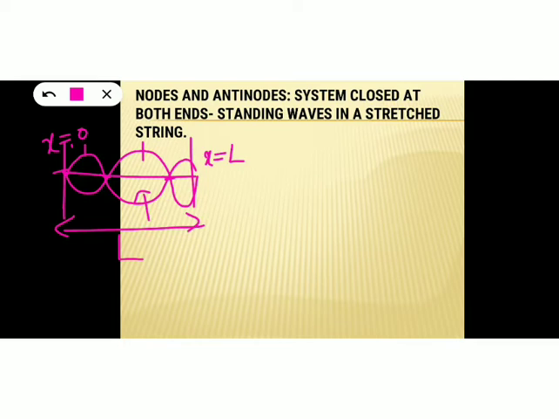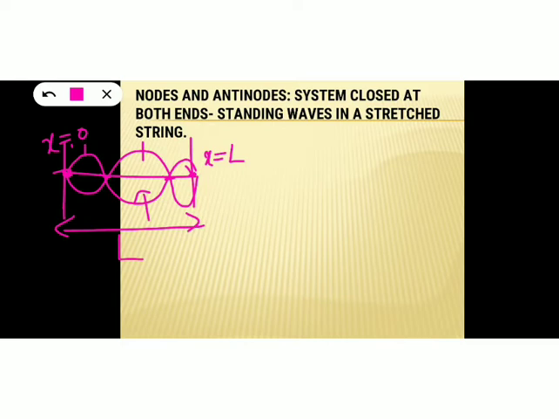Now at x equal to 0 and at x equal to L, nodes are formed, isn't it? Because x equal to 0 and x equal to L are the closed ends, or the rigid boundaries, and at the closed ends, nodes are formed. You can see here a node is formed, here also a node is formed.